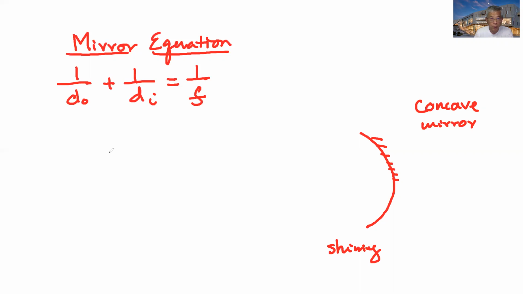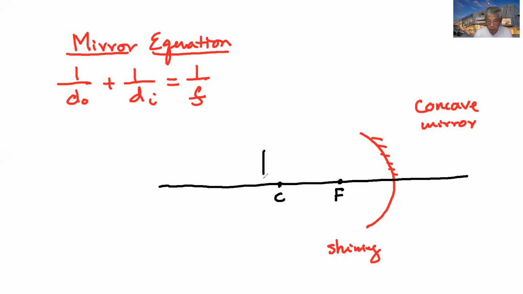All right, so let's draw some lines here. The principal axis. And we have the focus, and then we have the center. Okay. And so we're going to draw the object here. This is my object.